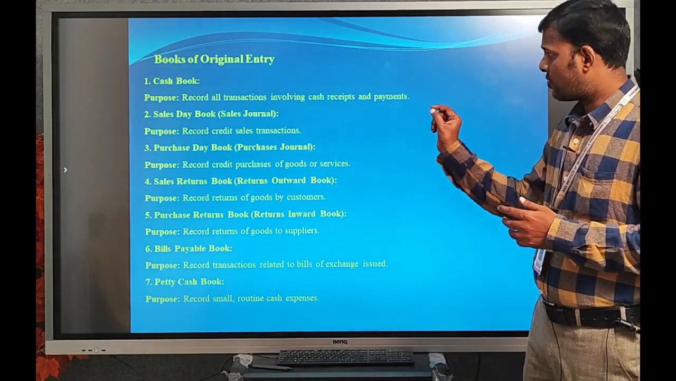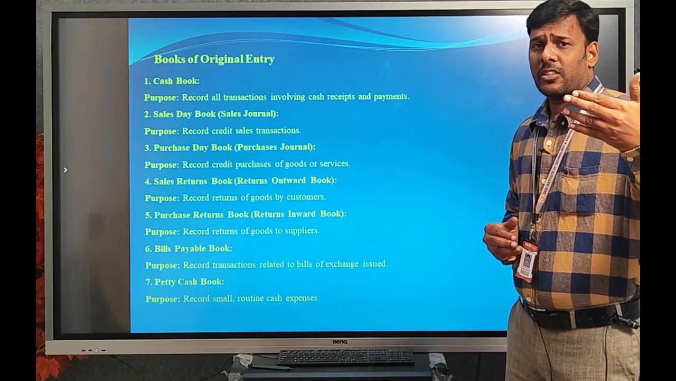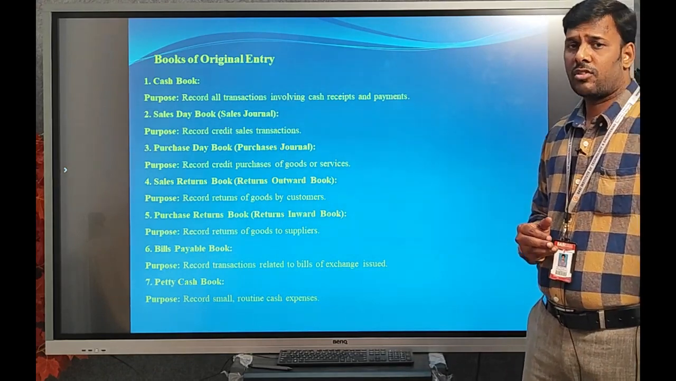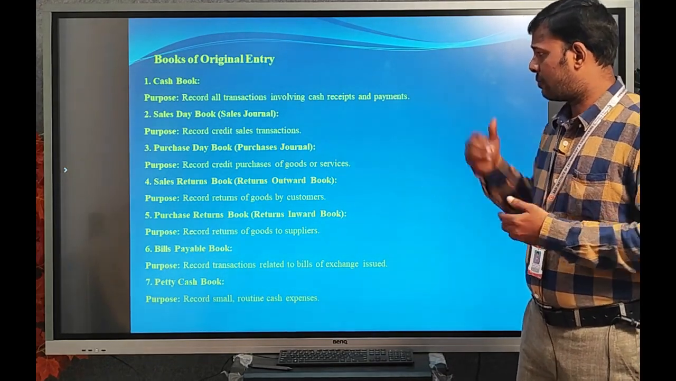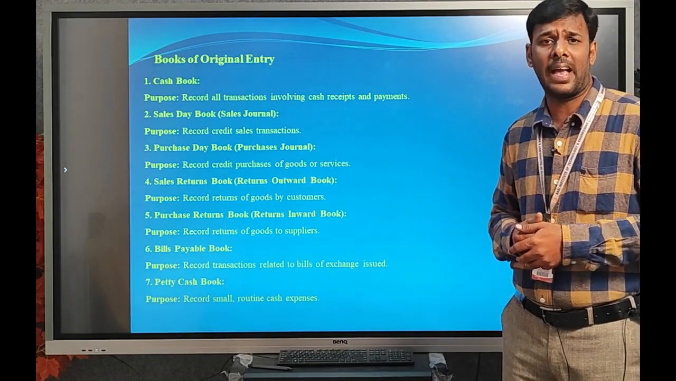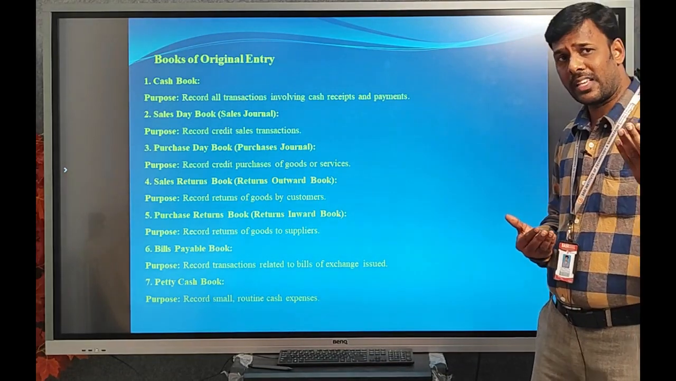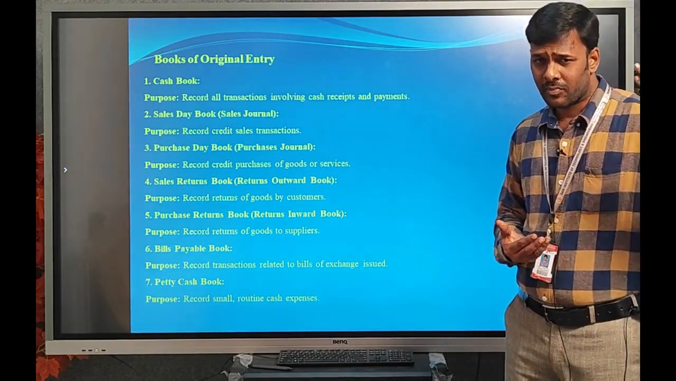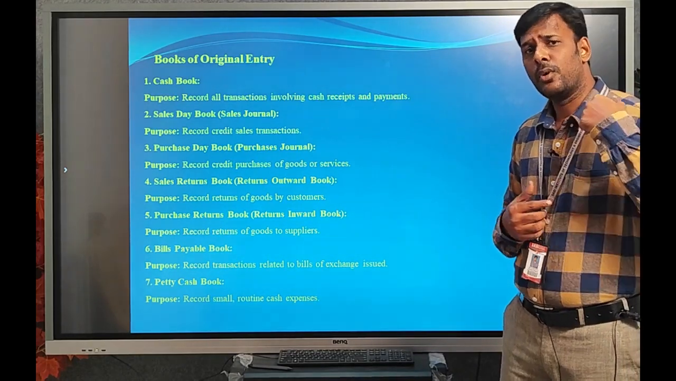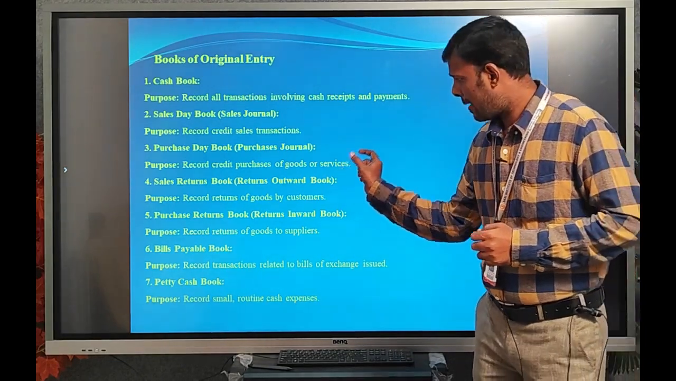Next one is the purchases book. Yes, whatever goods and services we are purchasing from various sources, we need to record in the purchase book. Next one, sales returns. If there are any damages in the sales, they will definitely come back, and that will be recorded in the sales returns book. And next one, purchase returns. If we purchase something from a client and there are any damages, we need to return them to the person, so that will be recorded in the purchase returns book.